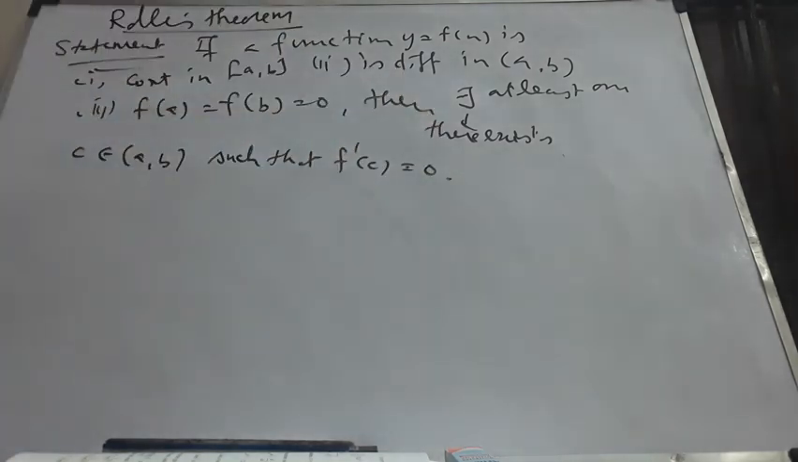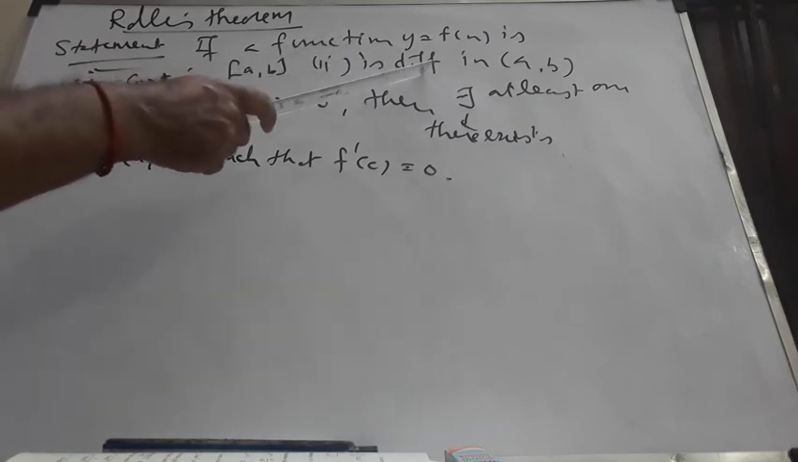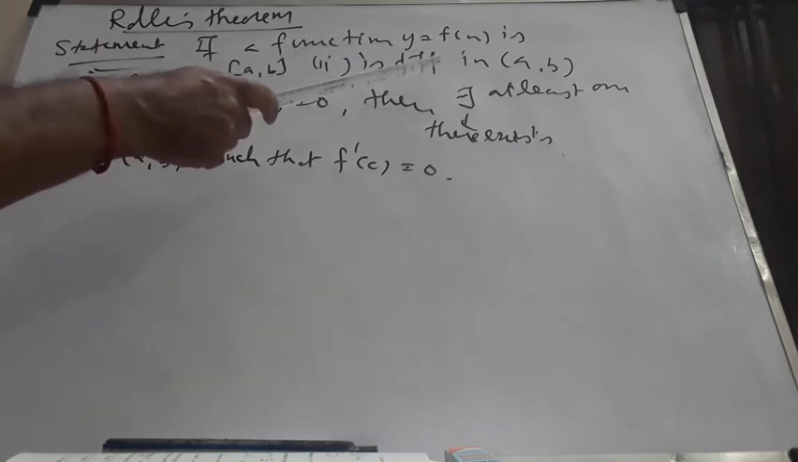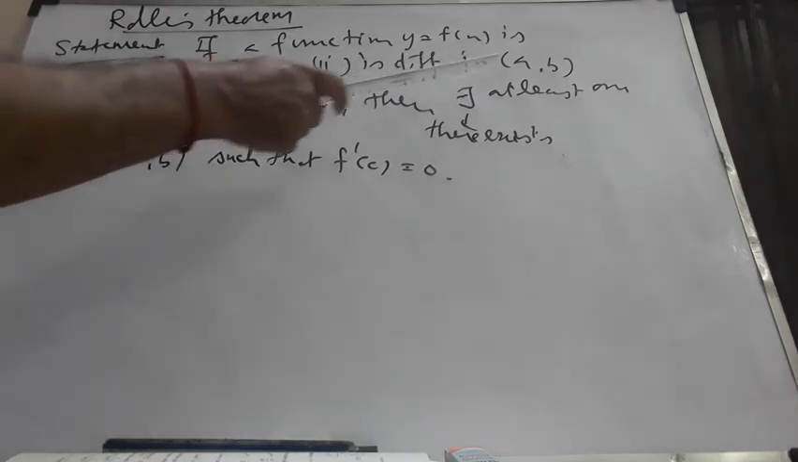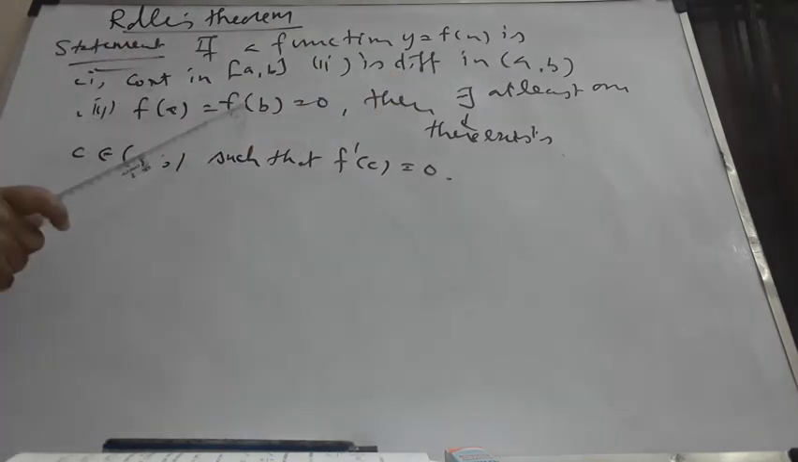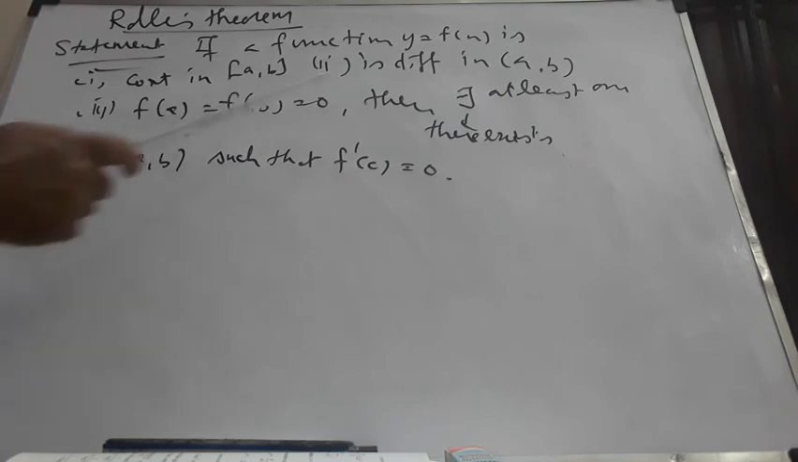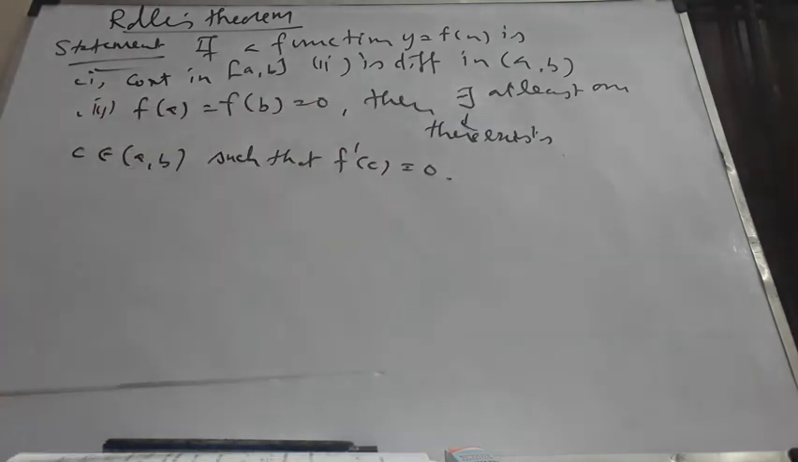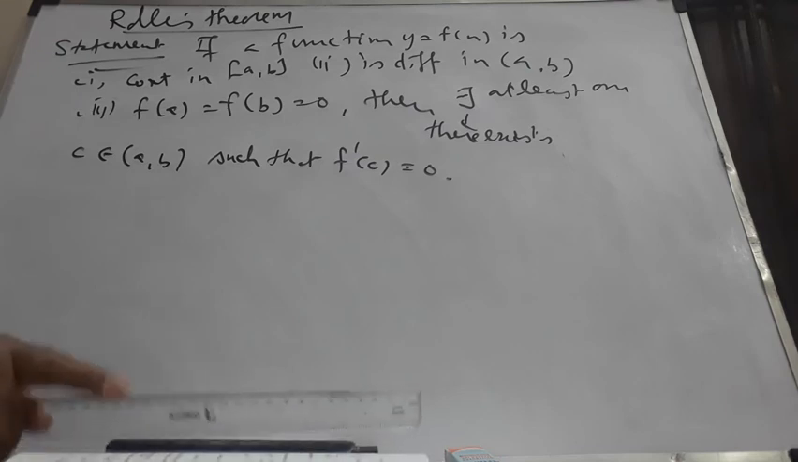Let me just recall the statement once again. If a function y equal to f of x is continuous in closed interval a comma b, differentiable in the open interval a comma b, f of a equal to f of b is equal to 0, and the values are equal, that is, the points are on the x-axis, that's the meaning. Then there exists at least one c, element of a comma b, such that f dash of c is equal to 0.